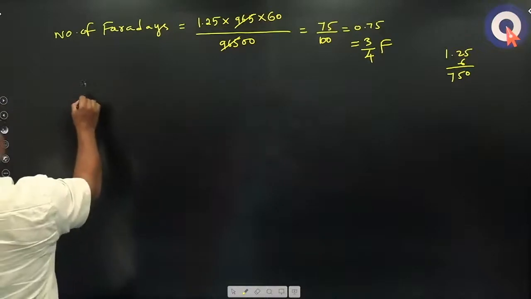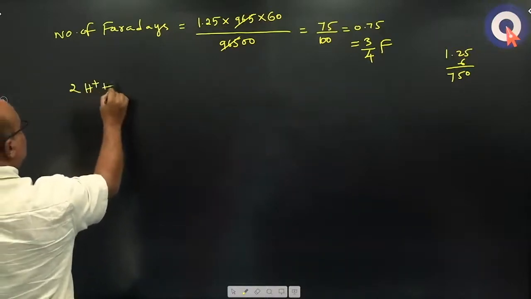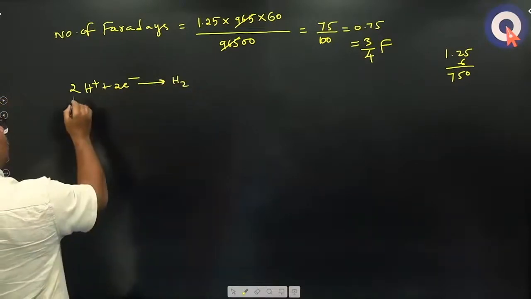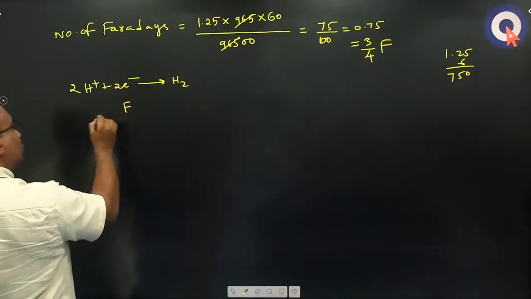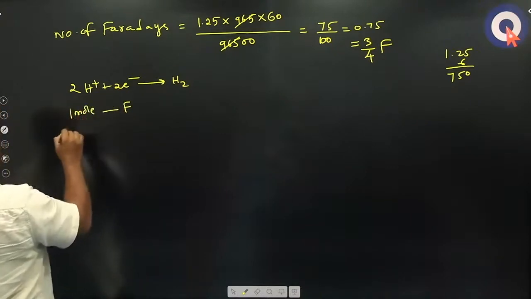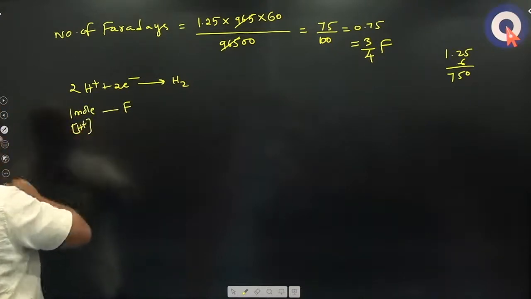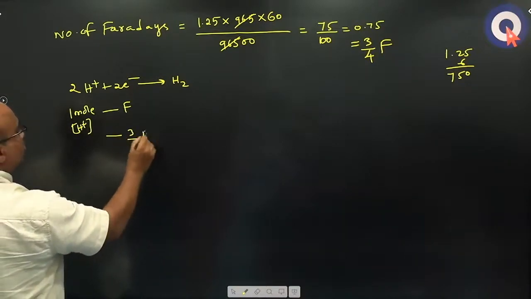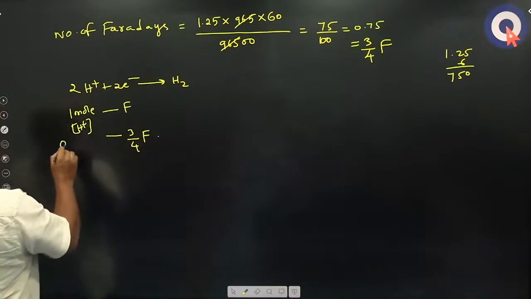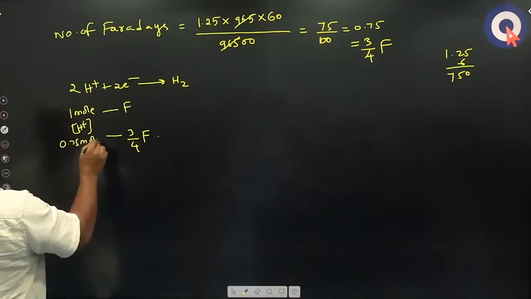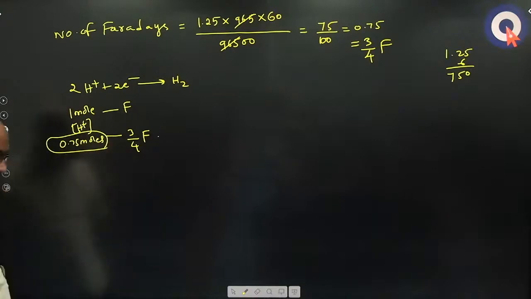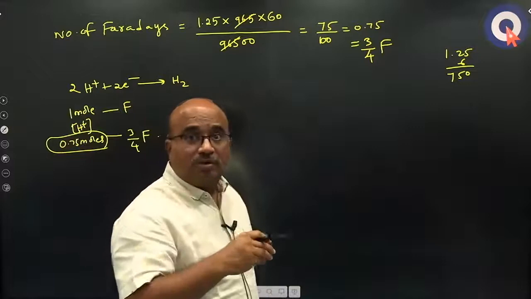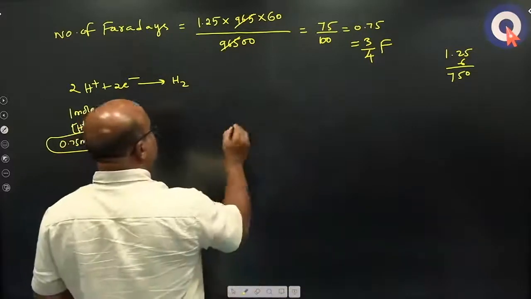So according to the condition, H plus reduction, for 1 Faraday we see 1 mole of H plus. So for 3/4 of a Faraday, we will see 0.75 moles of H plus decrease. So when H plus is decreasing, then what will happen? In a buffer, what is the general condition?